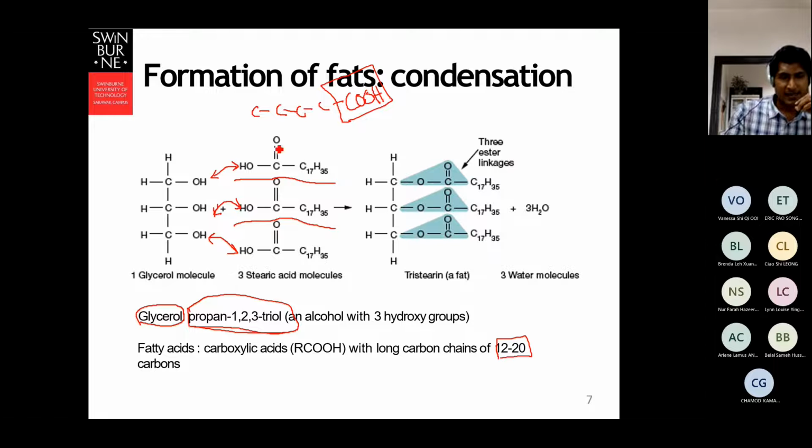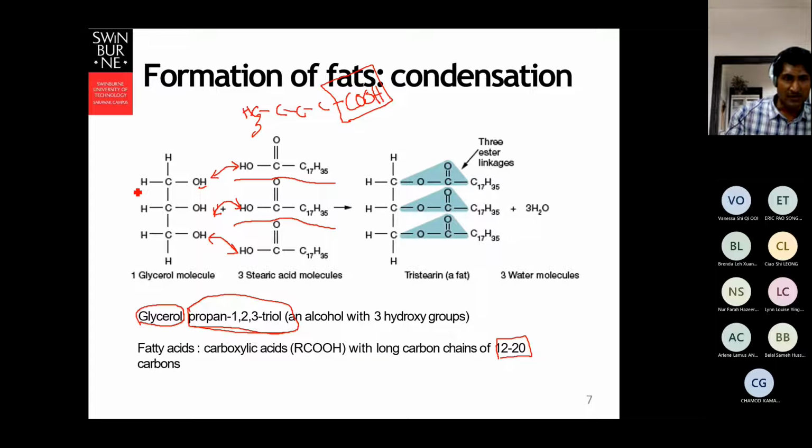So this is a carboxylic acid. In another way, it is a carboxylic acid. One side is just CH3, and then CH2, CH2, CH2, CH2 until 20 carbon or 18 carbon or 15 carbon, and then at the other end there is a COOH group like this.